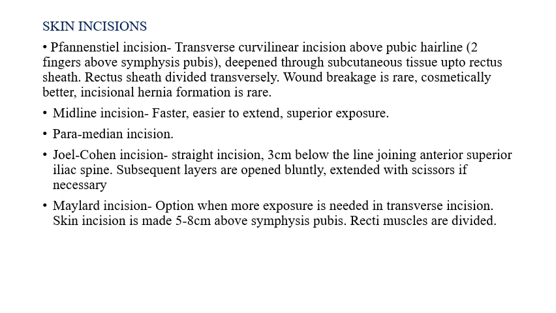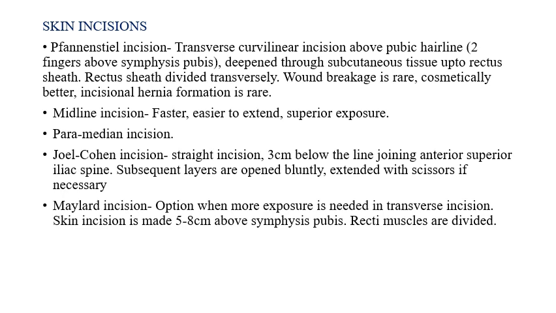Next option is we may go for a midline incision, which is a faster procedure. It is easier to extend if required, and exposure is good. Then we may go for a paramedial incision. We may go for a Joel-Cohen incision, which is a straight incision 3 cm below the line joining the anterior superior iliac spines. Subsequent layers are opened bluntly and extended with scissors if required.